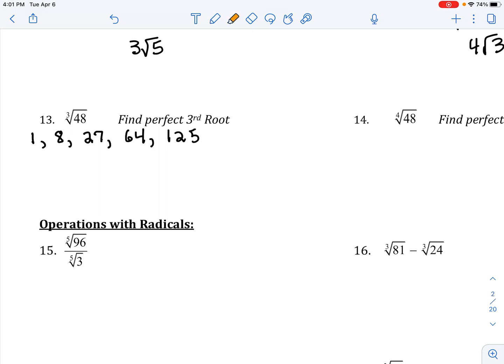And now I'm going to see which one of these numbers divides into 48. And that would be the number 8. So that means I'm going to take the cube root of 48 and I'm going to rewrite it as the cube root of 8 times the cube root of 6. 8 is a perfect third root.